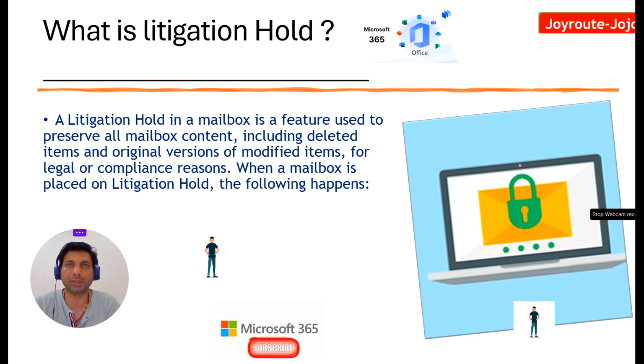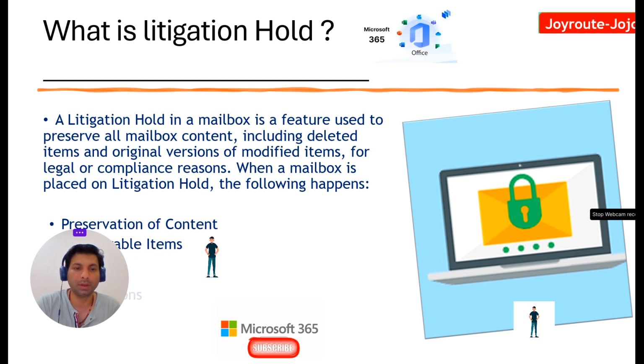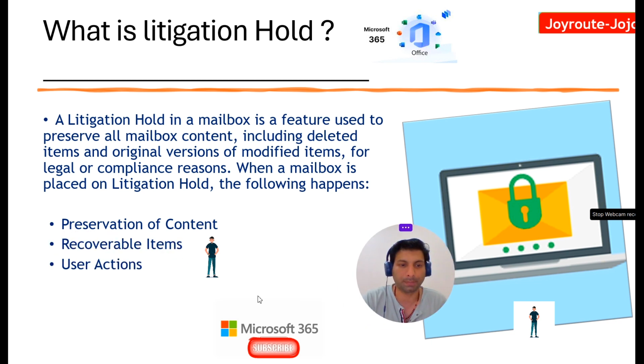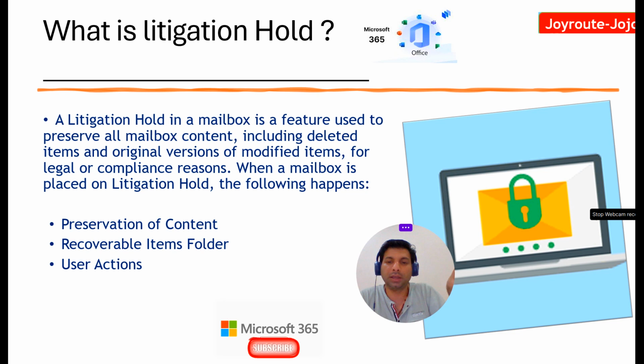In that situation, if litigation hold is enabled in your tenant, even if he has deleted those mails, they will be there in something called the recoverable items folder, which is a hidden folder. The user will not be able to see this recoverable items folder. This is part of Microsoft 365 and on-premise Exchange Server. So it goes to that recoverable items folder and is saved there.